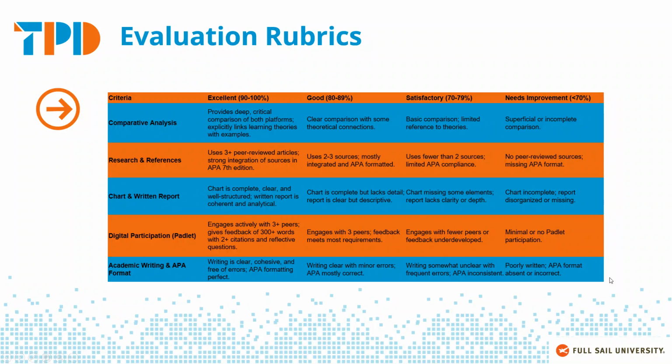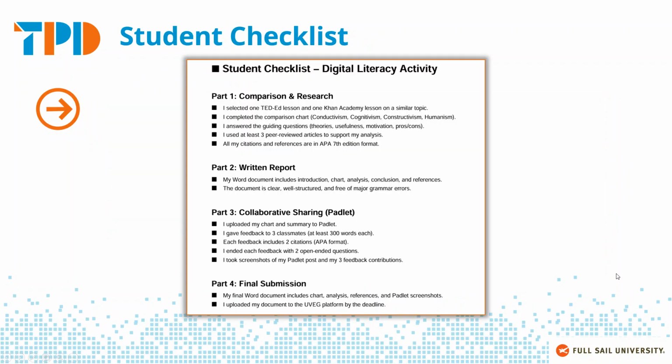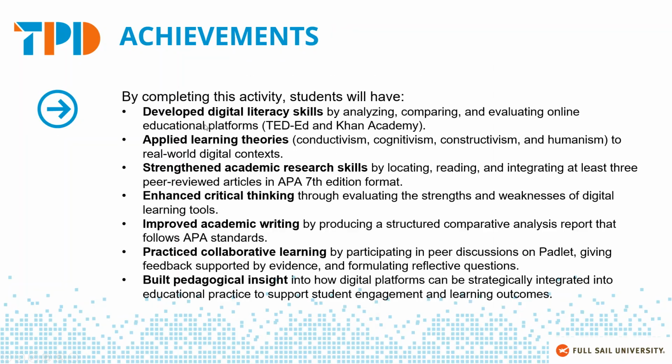This is a very simple rubric. I would like to make it more complex, and provide a student checklist so the students know they are not missing anything in their work. Sometimes it happens, so this is very useful for them. And what are the achievements of this activity? Well, develop digital literacy skills by analyzing, comparing, and evaluating online educational platforms like TED and Khan Academy. Apply learning theories to real world digital contexts. Strengthen academic research skills by locating, reading, and integrating at least 3 peer-reviewed articles in APA 7th edition format.